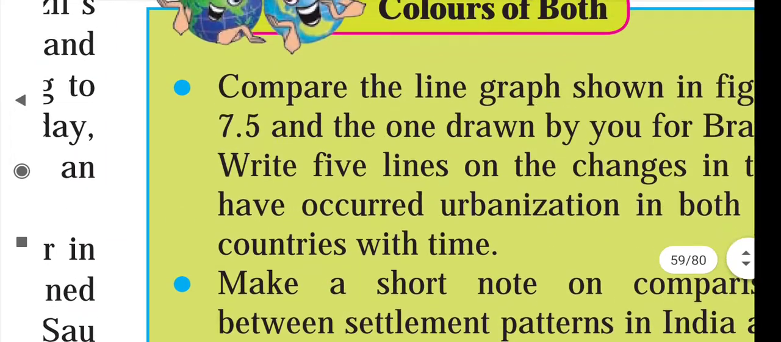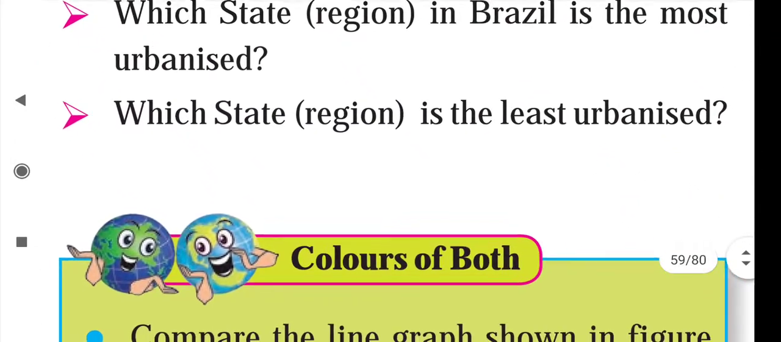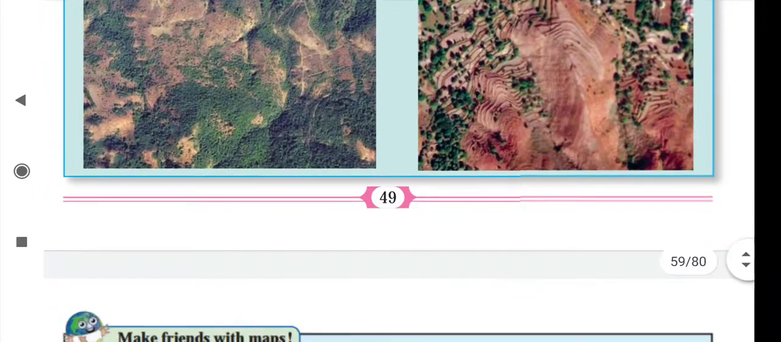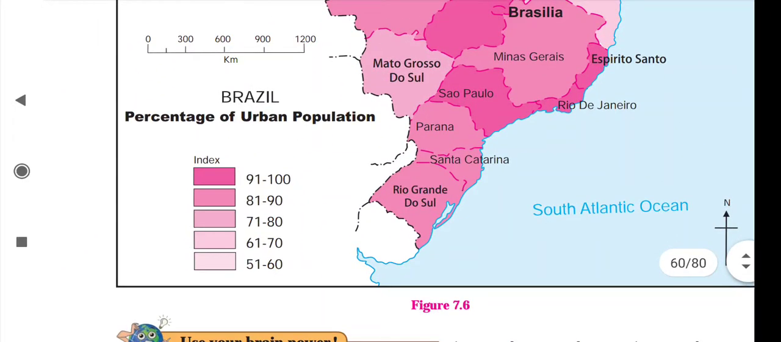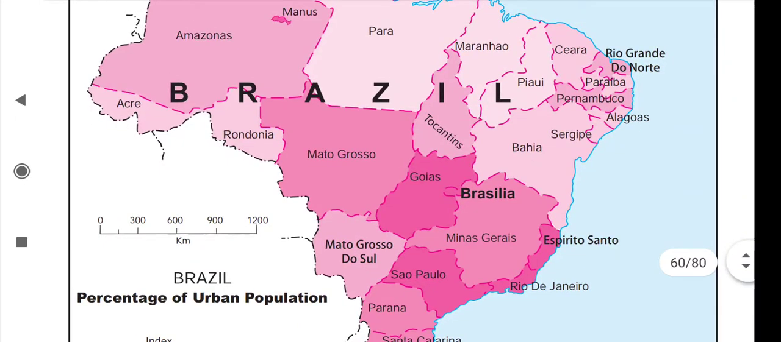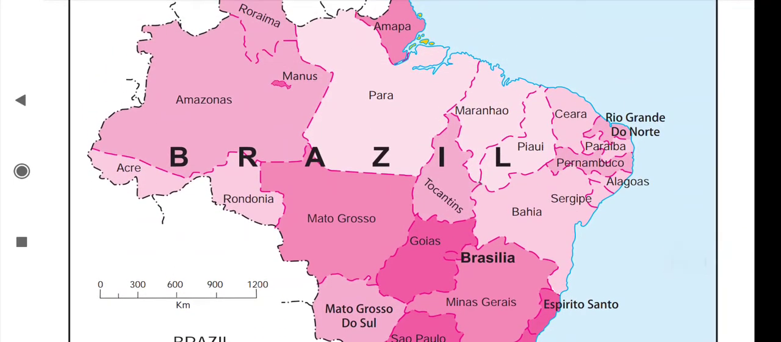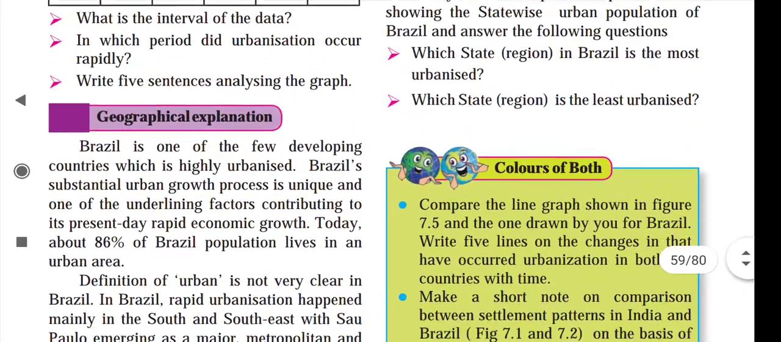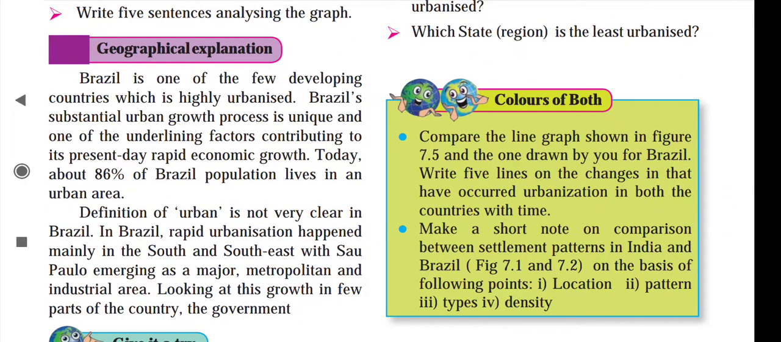Now before that, another question. In which state or region is the least urbanized? That we will also see in the map. The least is 51 to 60, shown by the very faint pink shade. So that is Piauí and Maranhão, Pará. These are the places with very little urbanization. Now color both.